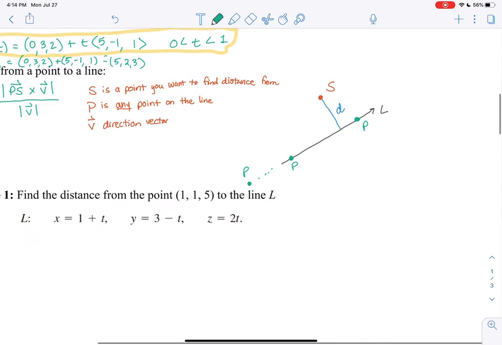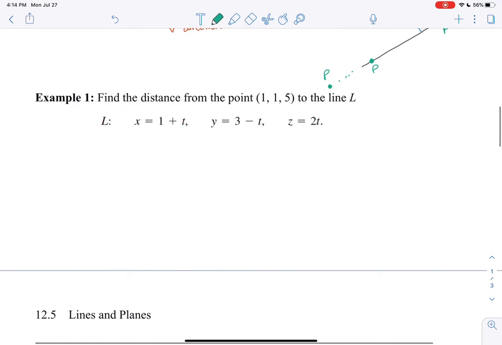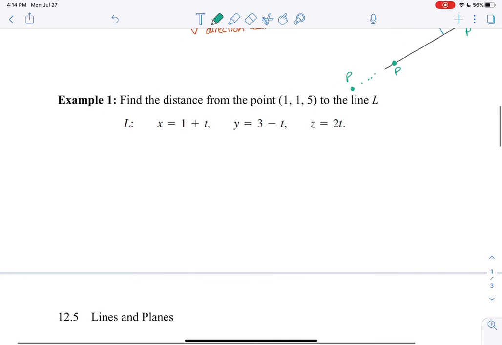So let's try this in example 1. So you're trying to find the distance from the point S, 1, 1, 5, to this line. And this line looks like it was written in parametric form.